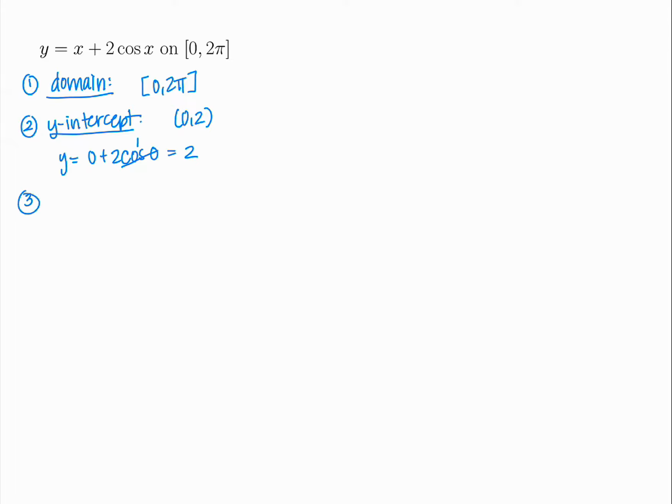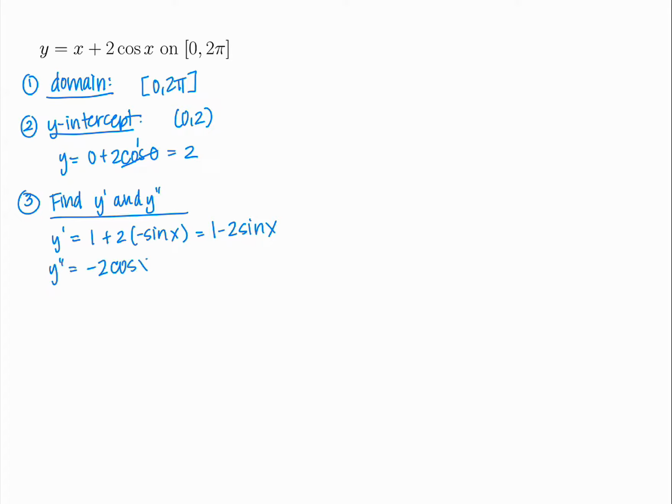All right, step 3, we're going to find our derivatives. So we need our first and our second derivative. I'm going to use y prime and y double prime as my notation here, since my original function was given to me as y. Since it wasn't given to me as f, I won't use f prime of x or f double prime of x. So for y prime, we'll take that derivative and we'll get 1 plus 2 times the negative sine of x, or a better way to write this, 1 minus 2 sine x. And y double prime will be negative 2 cosine x.